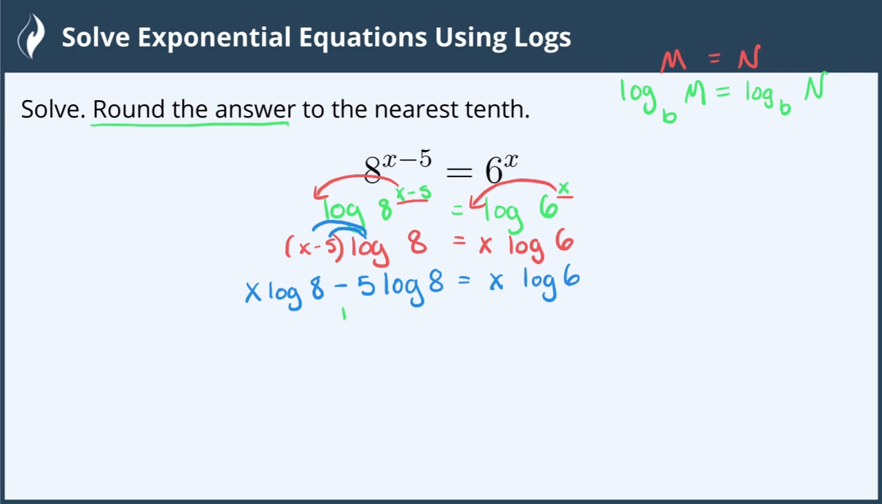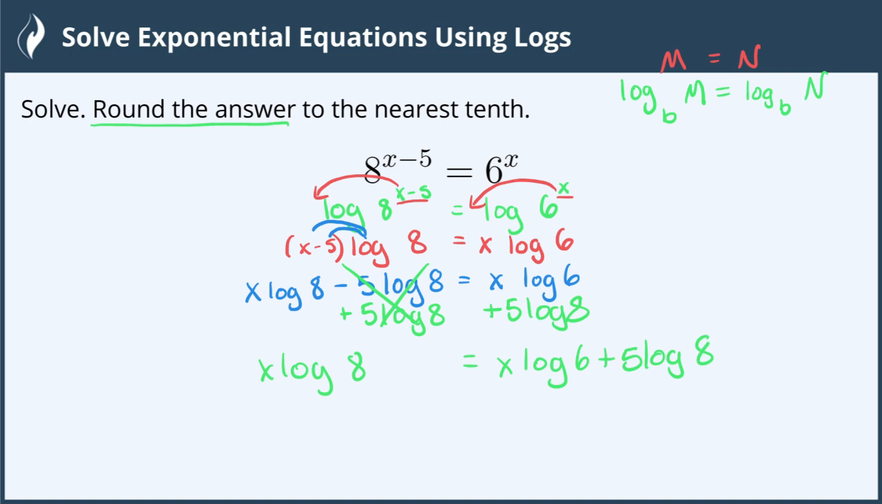So I'm going to add 5 log 8 to both sides so that I have x log of 8 equals x log of 6 plus 5 log of 8. And then I need to subtract x log of 6 from both sides, minus x log of 6. So I have 5 log of 8 equals x log of 8 minus x log of 6.